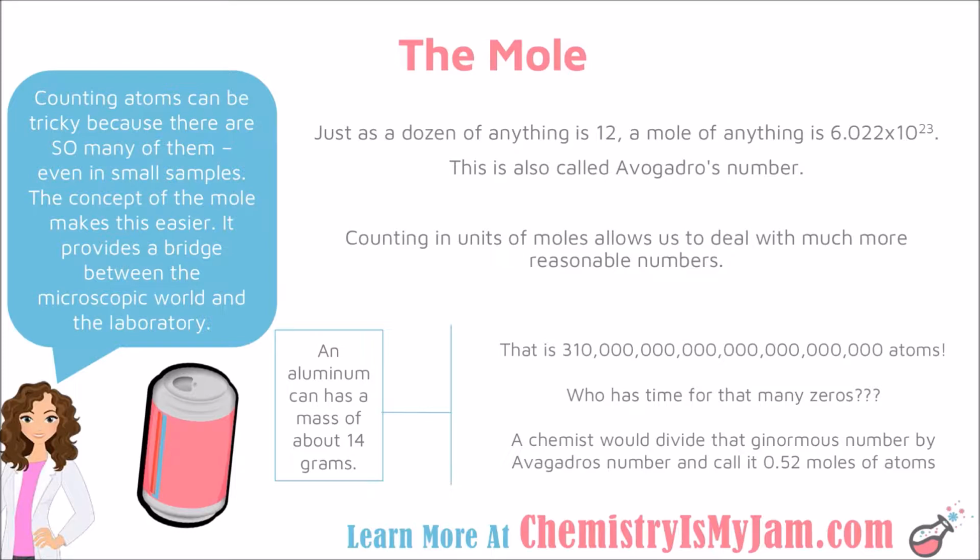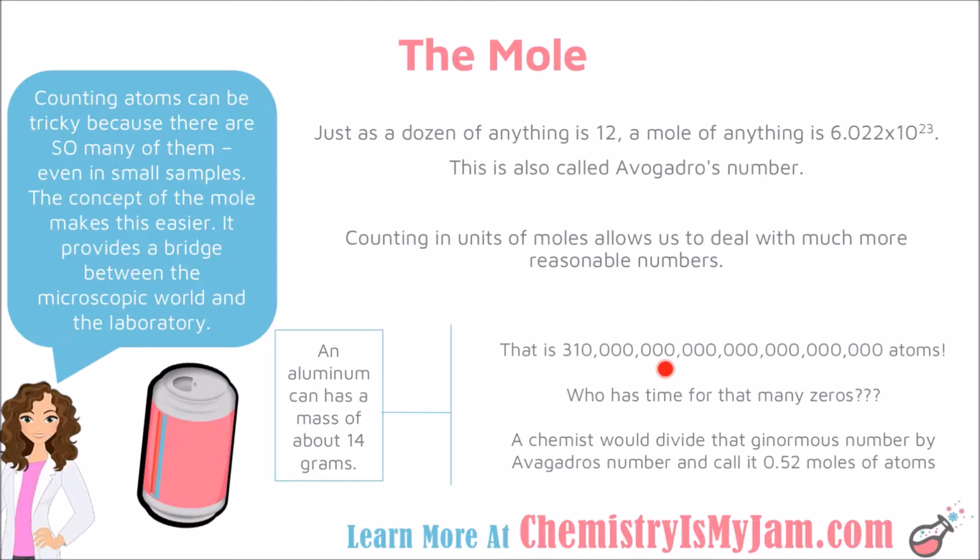If you consider an aluminum can, it has a relatively small mass. An empty can would be about 14 grams. 14 grams of aluminum is roughly this many atoms of aluminum. It is a huge number of atoms because atoms are so tiny. A chemist is not going to report something in terms of numbers of atoms because it's too easy to make a mistake when you have to deal with that many zeros.